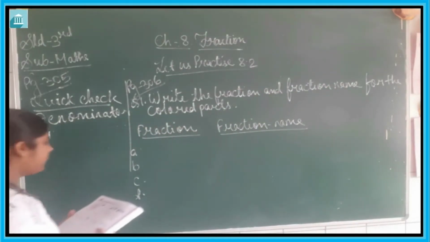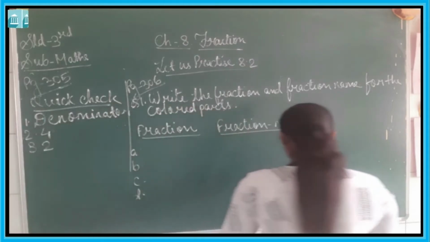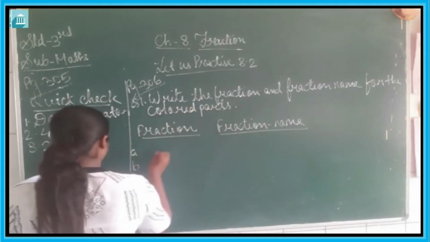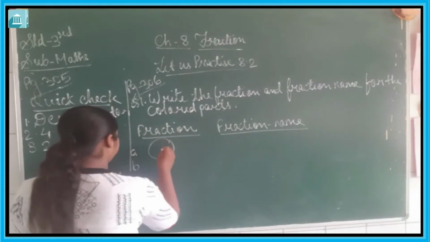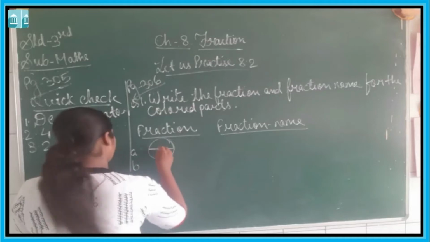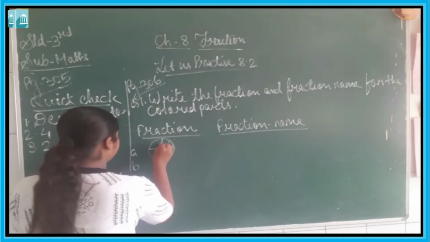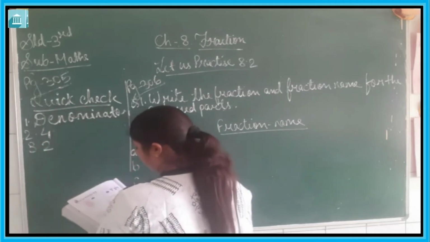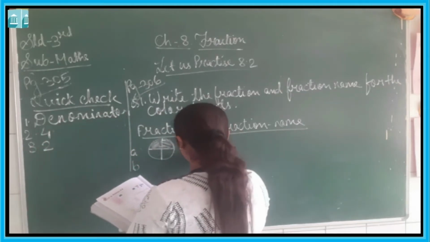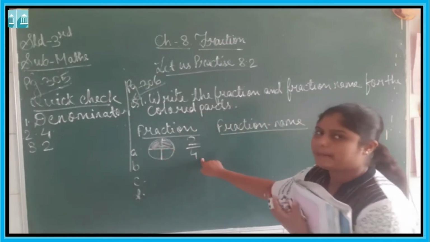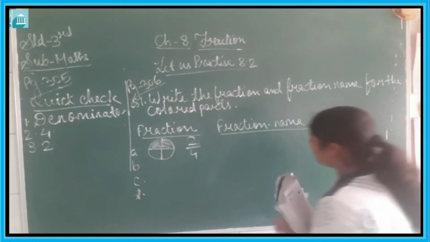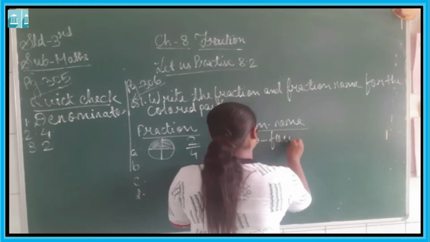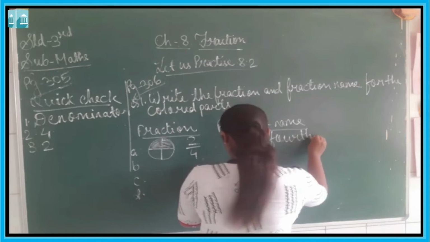The first question: a circle is given to you, and the circle is divided into 4 parts, in which the upper 2 parts are shaded. So in fraction, what you have written is 2 by 4, which means 2 parts are shaded and the total parts are 4, and the fraction name comes as 2 fourths. The upper number is written as 2, and the lower number gets "ths", so fourths.